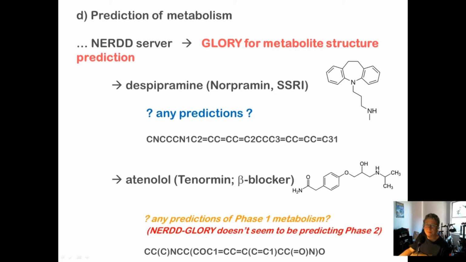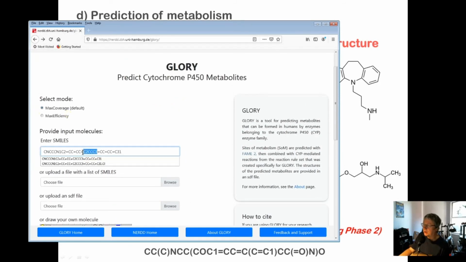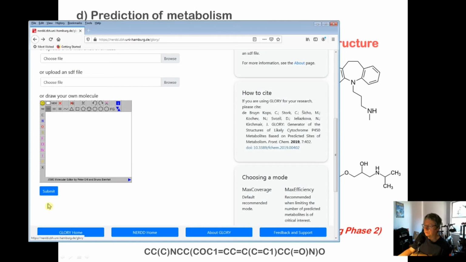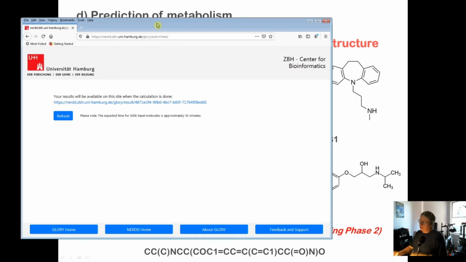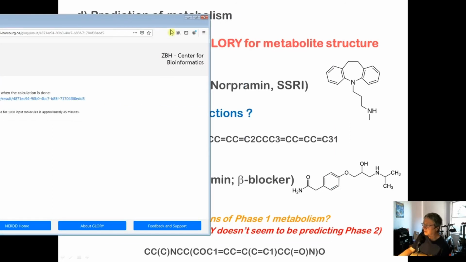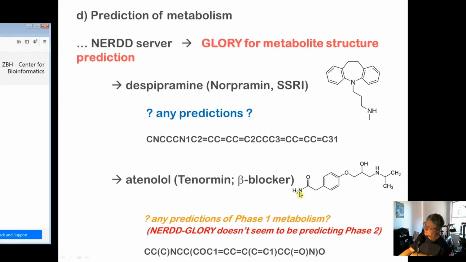Okay. All right, so we're going to do the Glory prediction of atenolol. There it is. What are the predictions while it's running? Predictions of phase 1 metabolism. I'll move the thing off. What might you predict could possibly happen to this in terms of phase 1 metabolism?